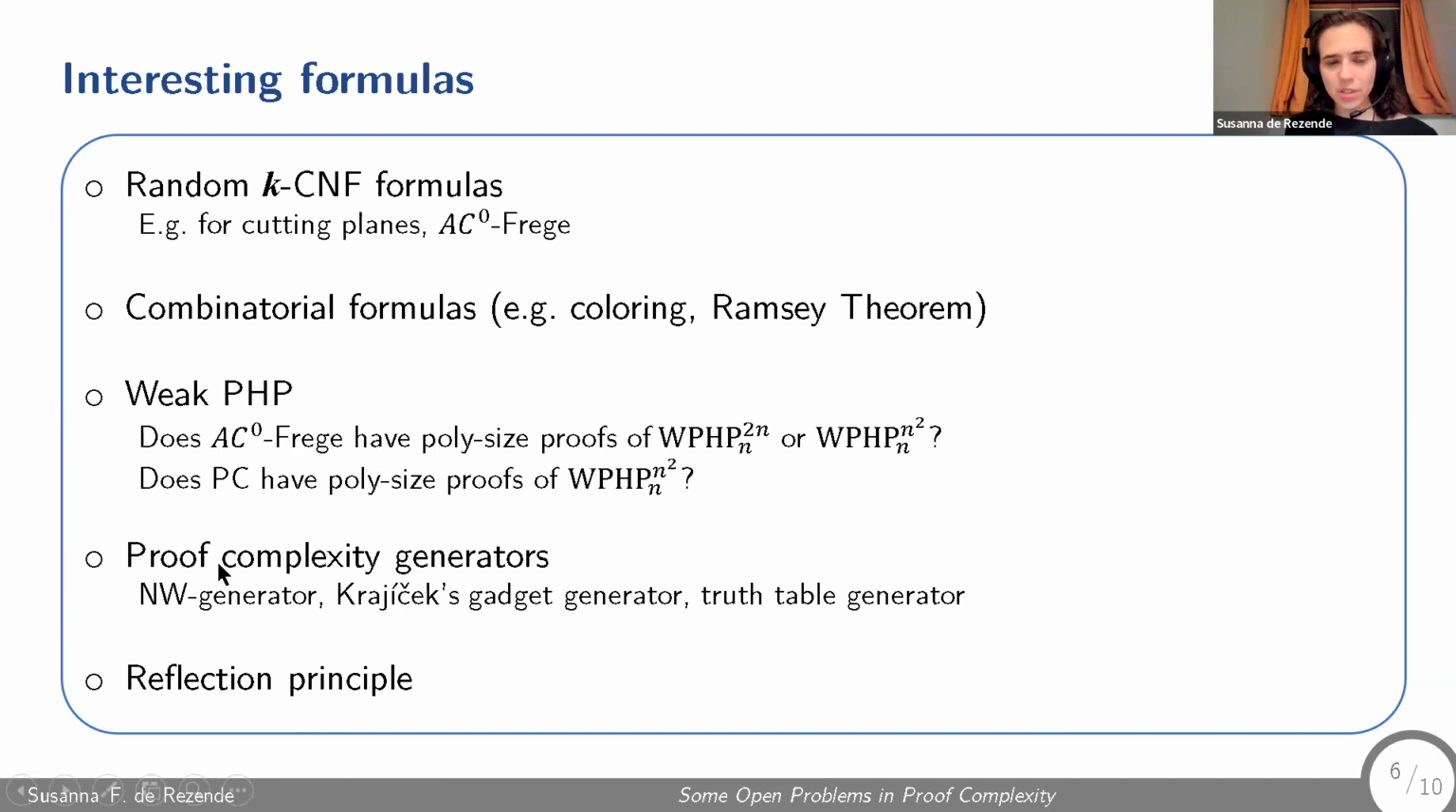Then other formulas we've heard about a lot are these proof complexity generators, like the Nisan-Wigderson generator, Krajíček's gadget generator, or these truth table generators, which are formulas that are conjectured to be hard. And for stronger proof systems, we don't know how to prove this. And also the reflection principle, which we also heard a lot about in Rahul's talk.